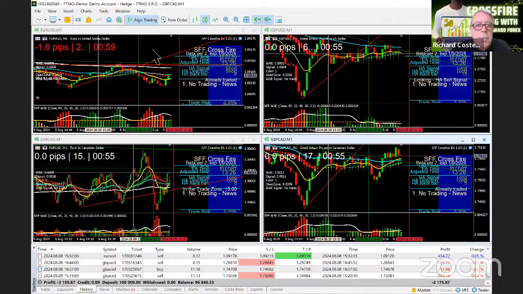I'm going to go through my settings. We're still in this trade, but we're in drawdown. Now, whilst I've got these 4 pairs on, there's something interesting. It's actually saying we're not going to get into any trade because of the news.